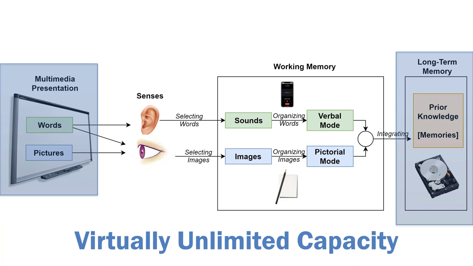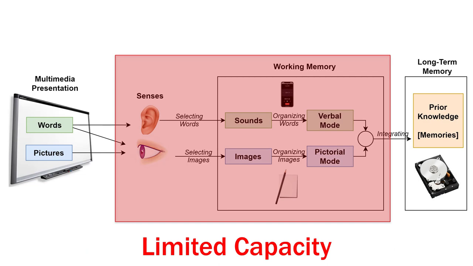Part of that is because the brain can just generate new, very microscopic structures to accommodate new types of information. But our capacity to select auditory words and visual images and organize them in our working memory is very, very limited.